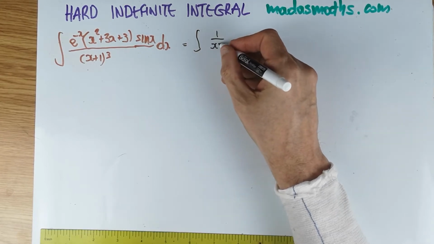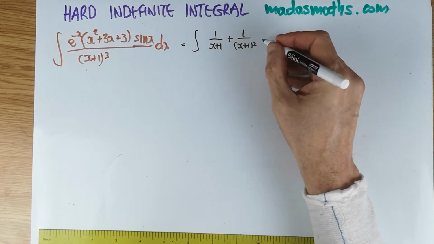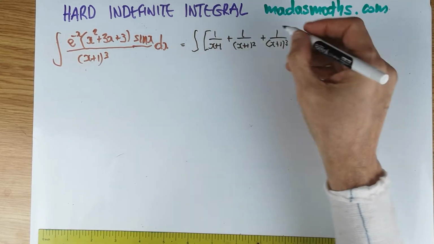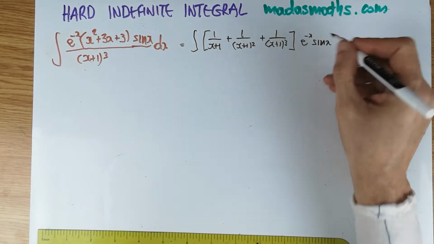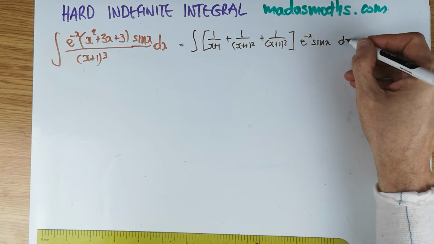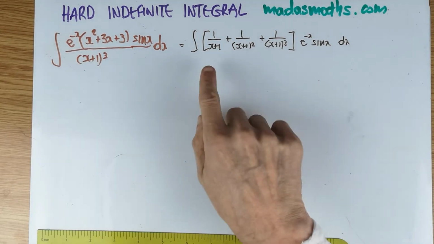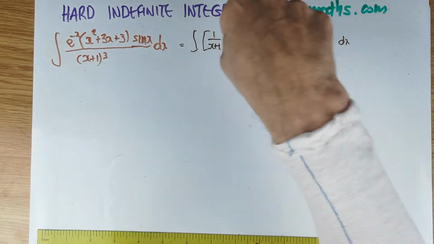1 over x plus 1, plus 1 over x plus 1 all squared, plus 1 over x plus 1 all cubed, and then I have e to the minus x sine x from there, and from there dx. Because I'm going to be doing integration by parts, it might make sense to do a little bit of differentiation of this quantity. Of course, I'm going to split that into three separate integrals: that times that, that times that, that times that.